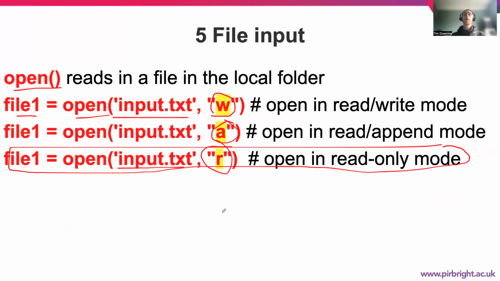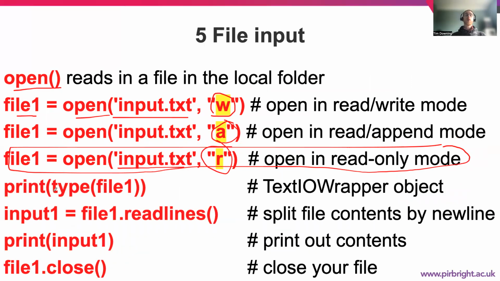What we can do with file1 is simply print it out, and print out its type. The object type here is a TextIOWrapper object. IO stands for input output, and it's just a simple object that we can read in and out. That doesn't actually tell you anything. What we can do is apply the function readlines, and we can print out the lines from the file, and that will print it out line by line.